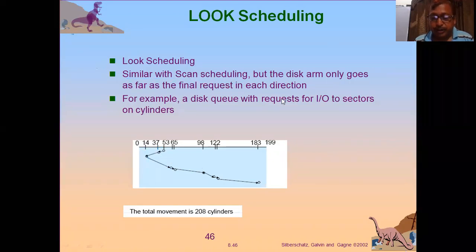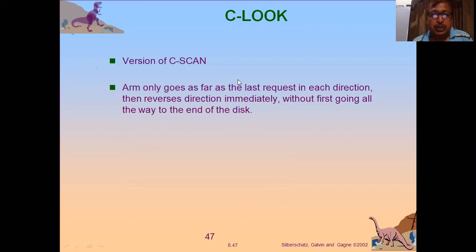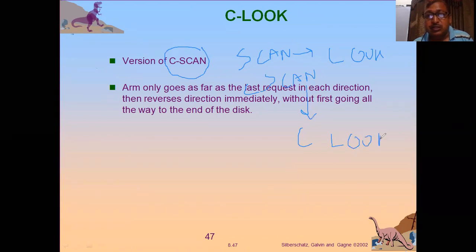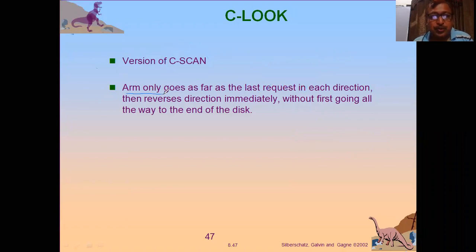Last algorithm, then I will wind up my class. Another is C-LOOK. This is a version of C-scan. Just as LOOK was a version of scan, improving scan gave us LOOK, and improving C-scan we made C-LOOK. The thing is that the arm only goes as far as the last request in each direction and then reverses the direction.